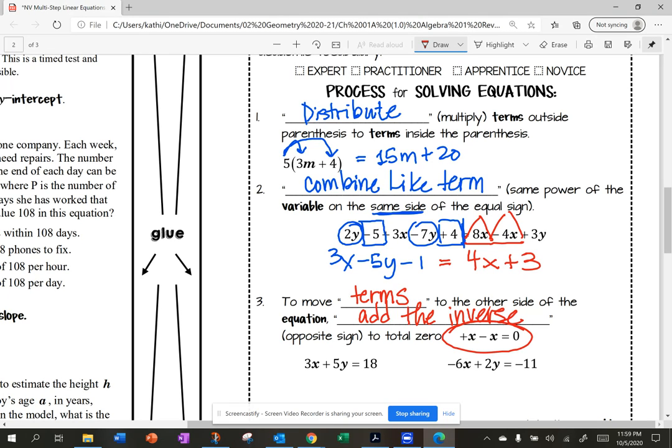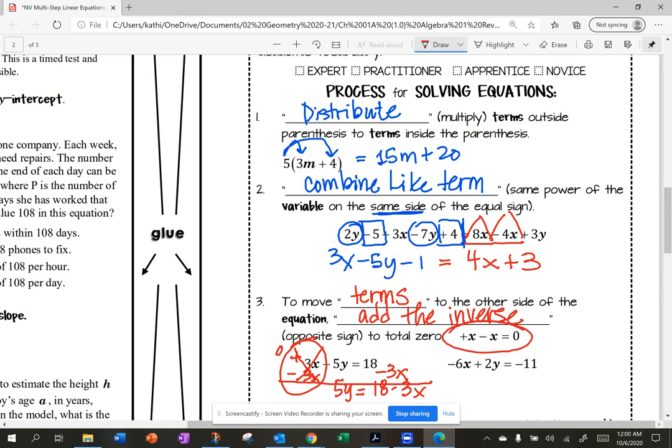So if I want to add the inverse, if I have plus 3x, the inverse would be minus 3x. Whatever I do on one side of the equation, I have to do on the other side of the equation to keep it equal. So this totals 0. So I have 5y equals 18 minus 3x.